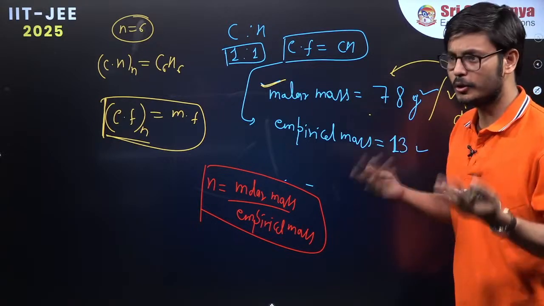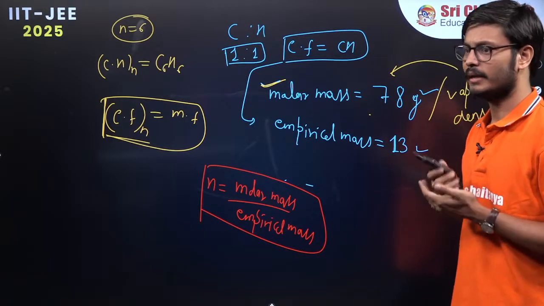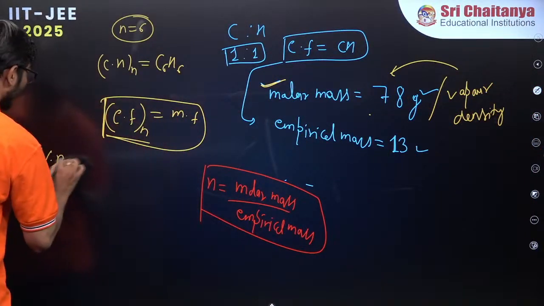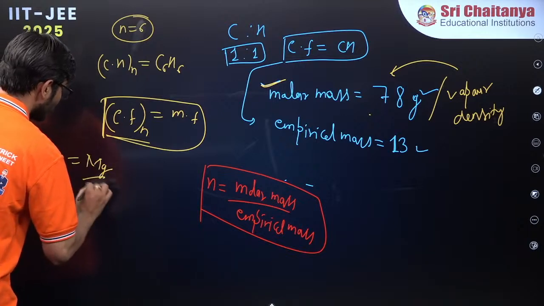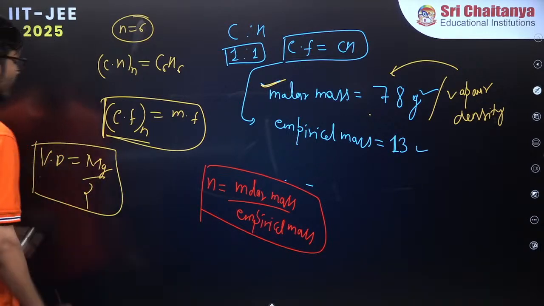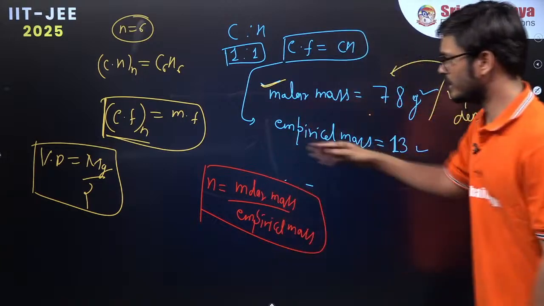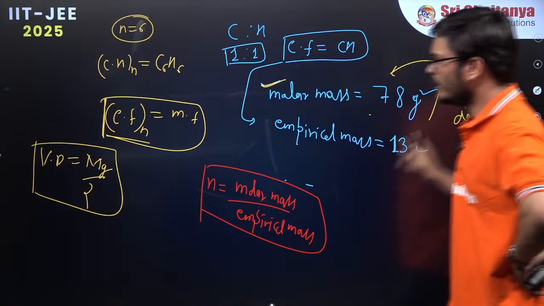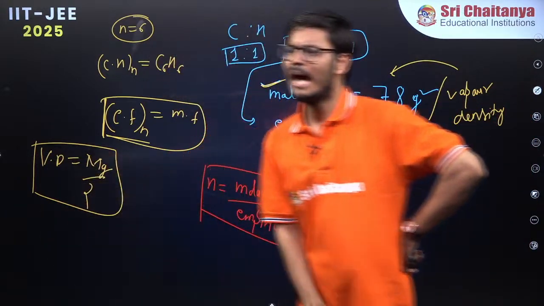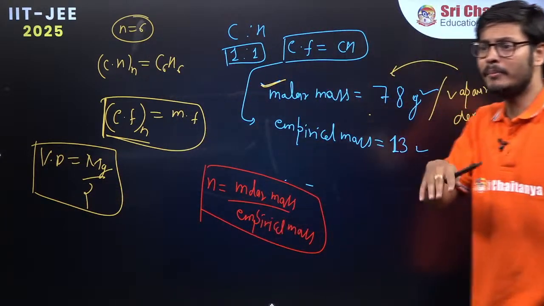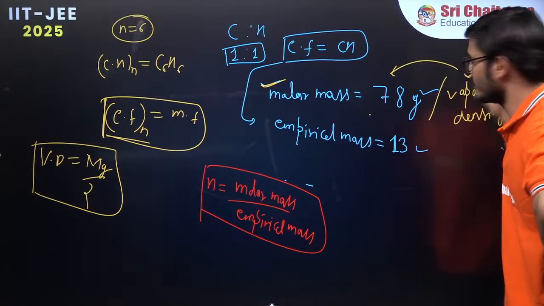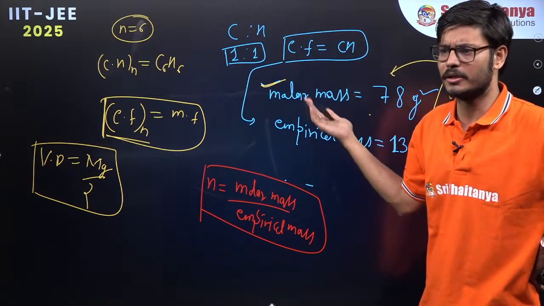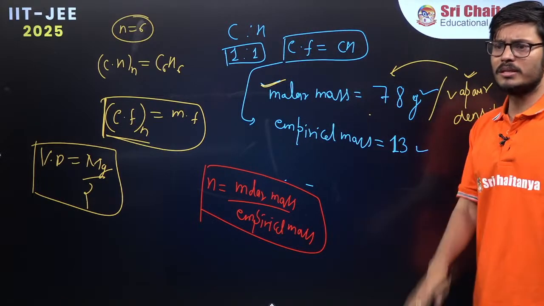Very good, 2 into molar mass. We know that vapor density is equal to the molar mass of the gas divided by 2, not multiplied by 2. So if vapor density is given, 2 into vapor density will give the molar mass. I think it's very easy. Sometimes molar mass will not be given, and vapor density will be given. That is why we have studied vapor density, and it is more useful in different chapters. I hope this is clear to everyone.